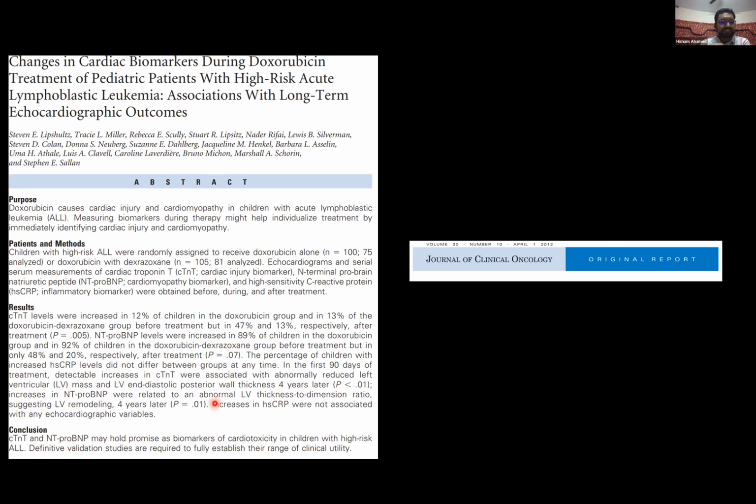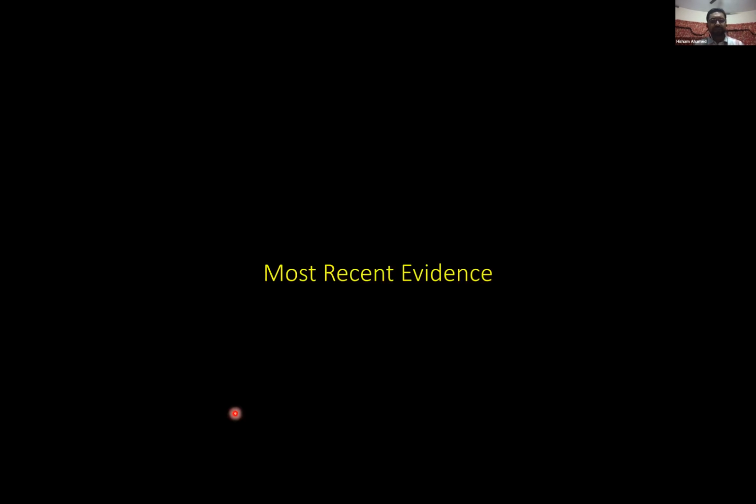And clearly, it stated that troponin T and NT-proBNP may hold promise as biomarkers of cardiotoxicity in children with high-risk ALL. And of course, definitive studies are needed to further illustrate this concept.